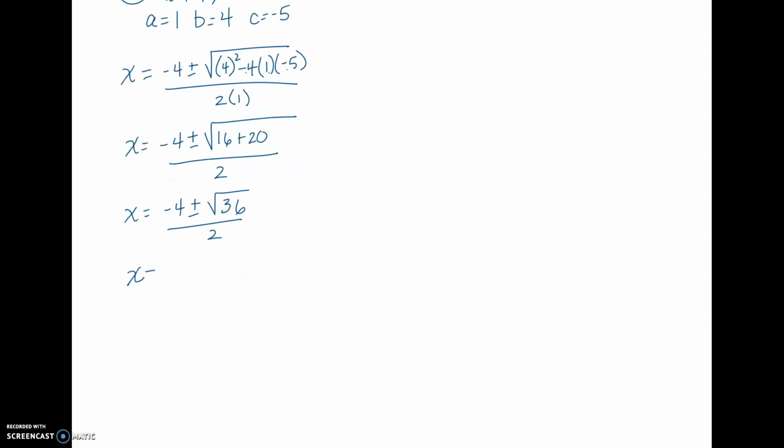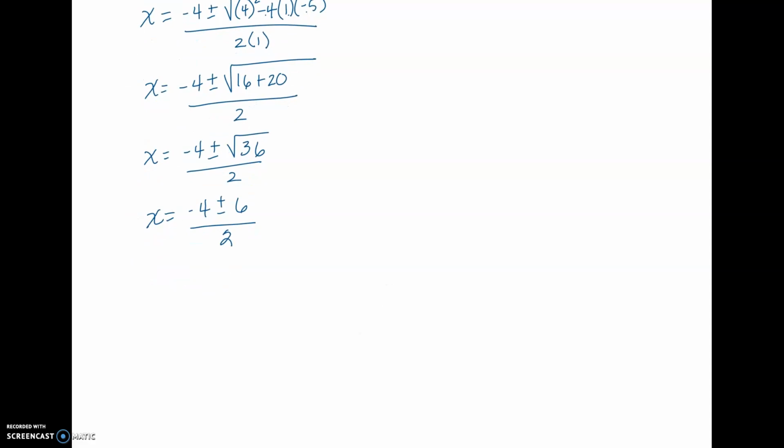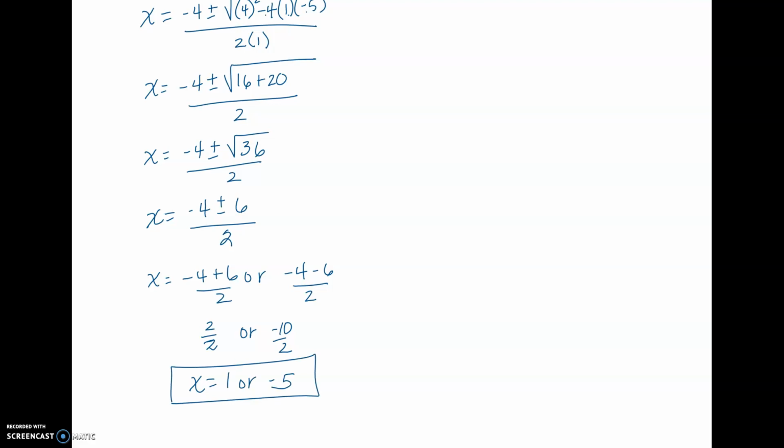I go to the radical and I try to simplify. If it's a perfect square, which it is, you write it. If it's not, you look for any perfect square factors. So I get negative 4 plus or minus 6 over 2. And then I simplify it. Negative 4 plus 6 over 2, or negative 4 minus 6 over 2. So this becomes 2 over 2, and this becomes negative 10 over 2. So x equals 1 or negative 5, and that's all you do. All right.